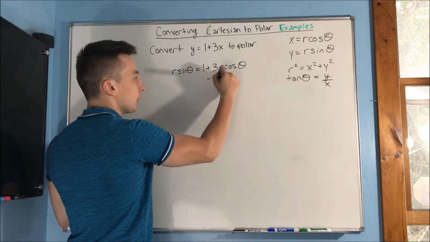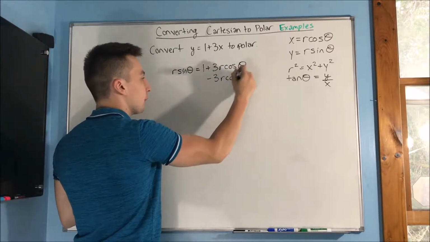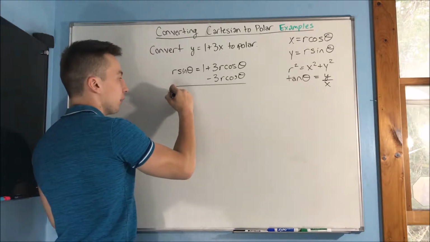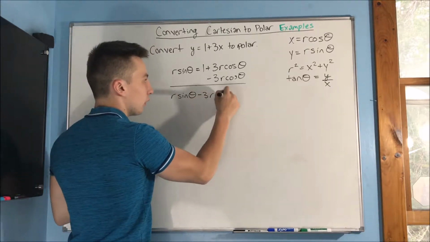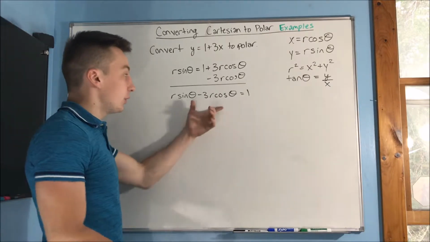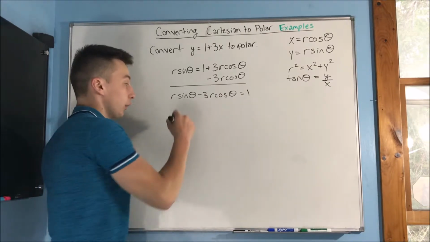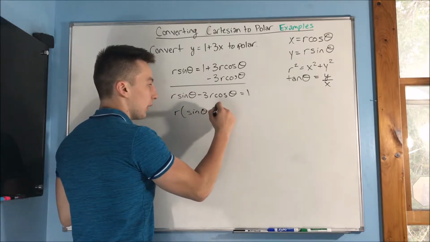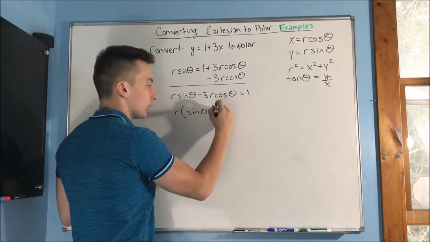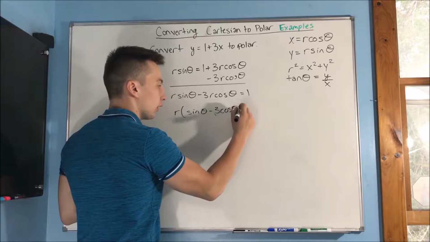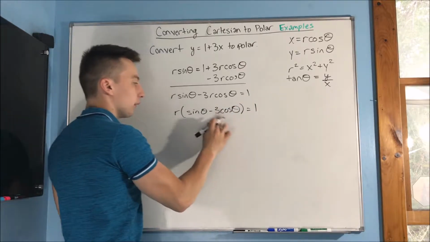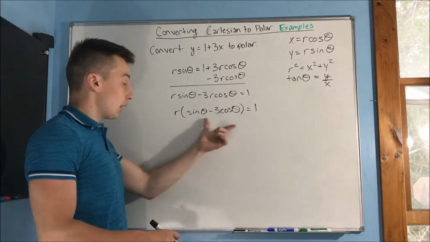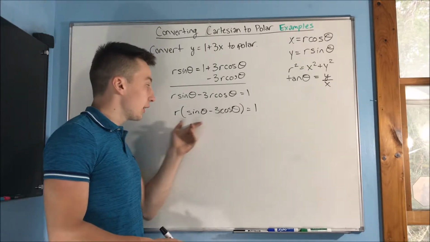Well, if we subtract 3r cosine theta, it may seem counterproductive because now all r's and thetas are on one side, but you'll see here that we're going to be able to factor out an r. Okay, so we factor out an r here, we end up with r times sine theta minus 3 cosine theta equal to 1.